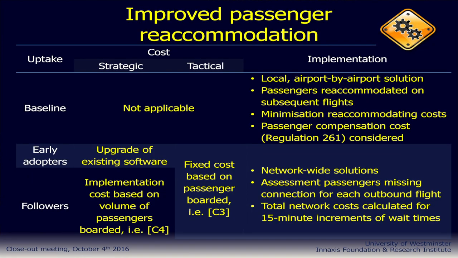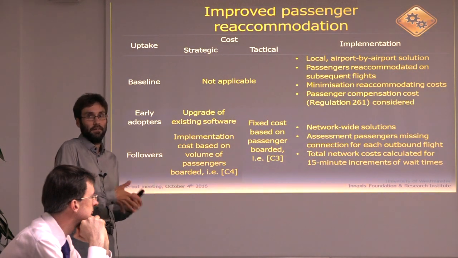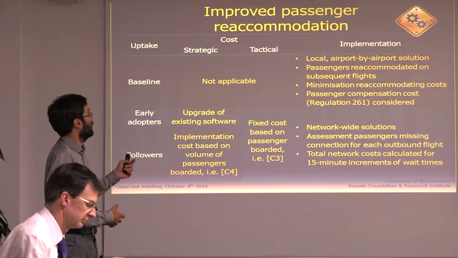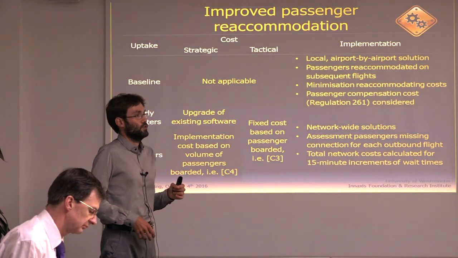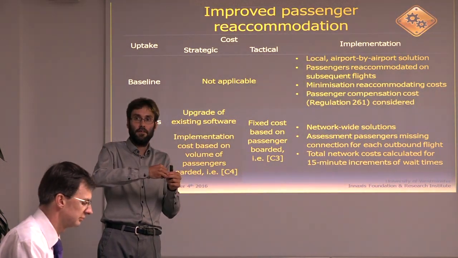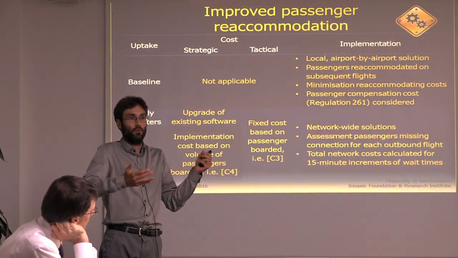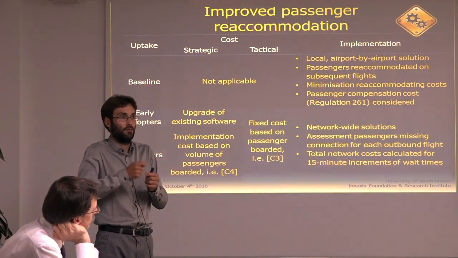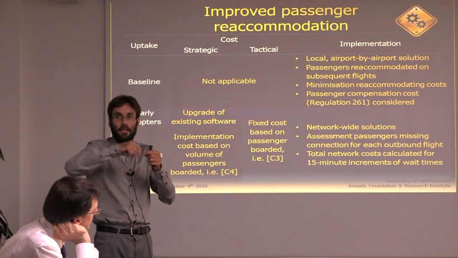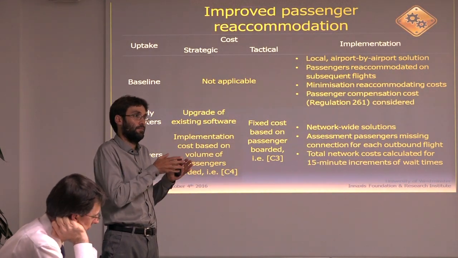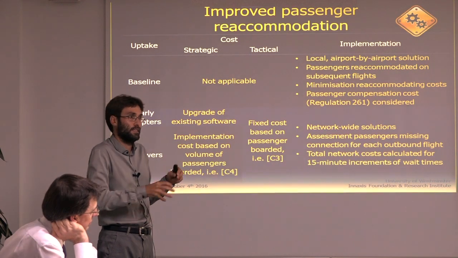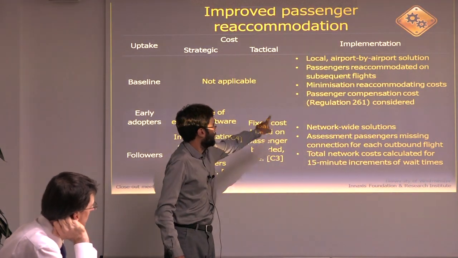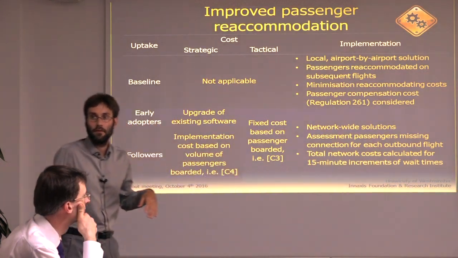The final mechanism that we have analyzed is the improved passenger reaccommodation tool. In this case, this is a mechanism that is going to be applied mainly for airlines that have connecting passengers. In today's operations, what we are doing is a local airport-by-airport solution. This means that when a passenger misses a connection at the airport, the system assesses the best way to reallocate that passenger. So if we should put them on the next flight, or if we should pay a different airline to carry them, or reroute them through a different airport if it's a three-legger, for example. But that's done airport by airport, and it's done just reallocating the passengers and looking at the cost. And of course, very importantly, looking at the cost of Regulation 261 for compensation for passenger delay.